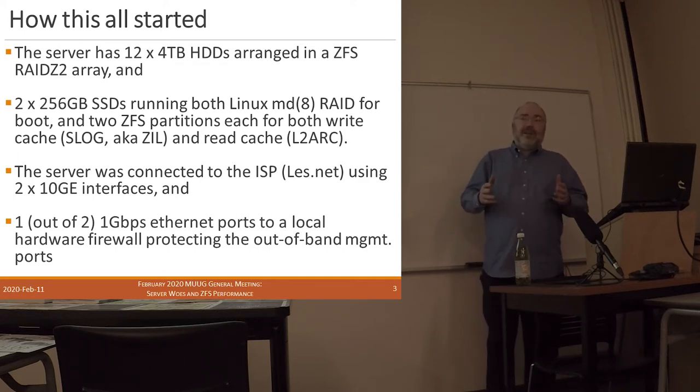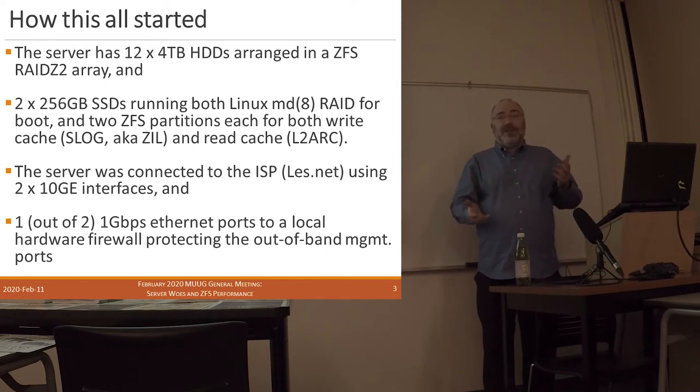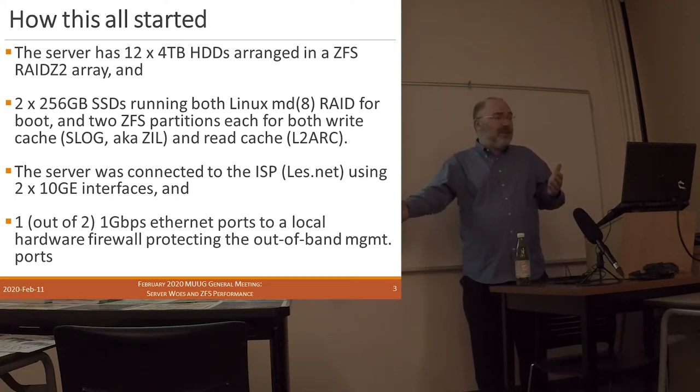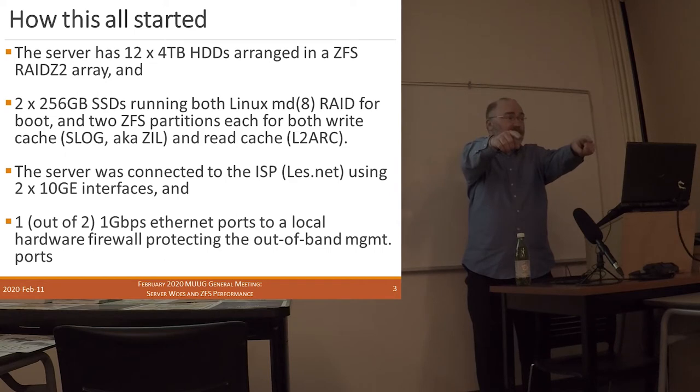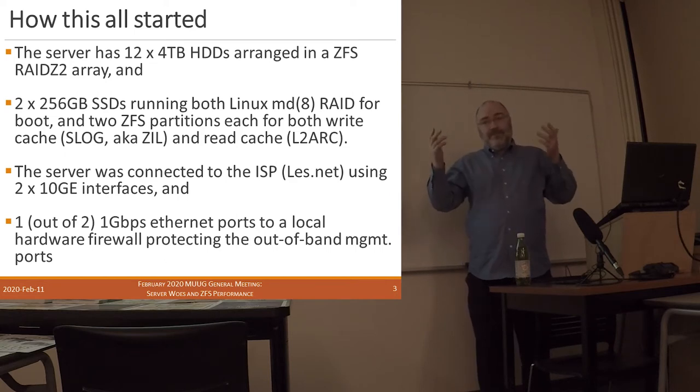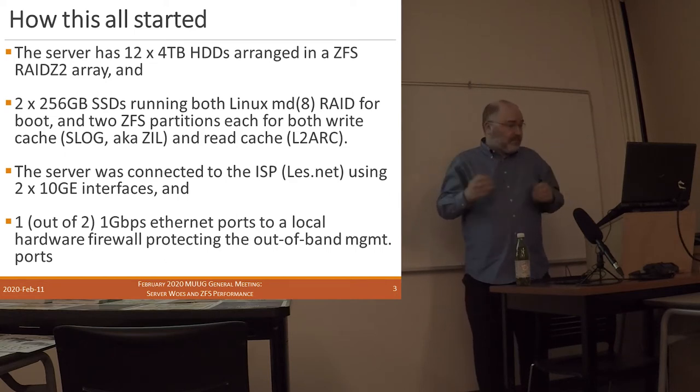The L2-ARC is a hierarchical read cache, so we can only cache so much stuff in RAM. There's only 32 gigs of RAM in the server, so we need an extra device, preferably low latency, high speed, to cache things that we want to still be accessible faster than going back to the 12 spinning drives, but that doesn't fit in RAM.